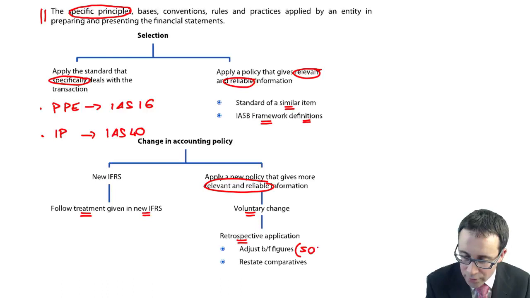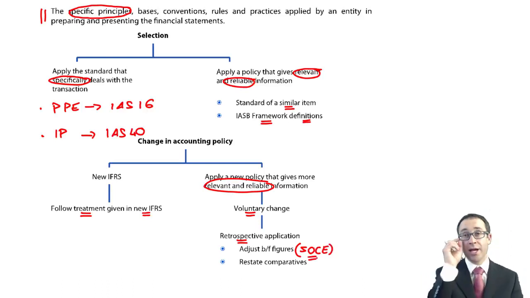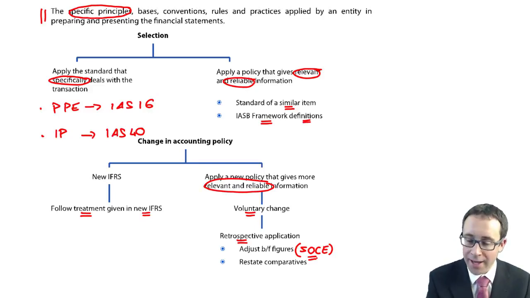So if you like, your retained earnings, and you will do that within the statement of changes in equity. Okay, so you will restate the prior year comparatives, and then that movement in the prior year figure goes into your opening retained earnings within the statement of changes in equity.